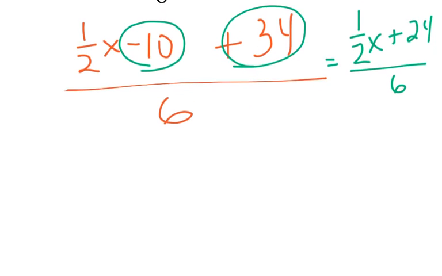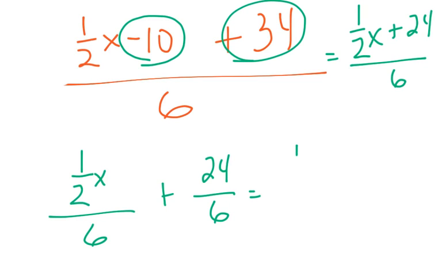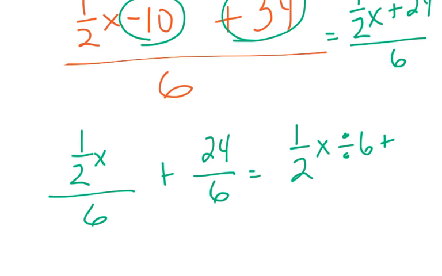Okay, this would be a good idea now to separate these two. So 1/2 x divided by 6, we'll deal with that in just a second, plus 24 divided by 6. So that's 1/2 x, and then divided by 6. Okay, that's the first piece. And then we're going to add 24 divided by 6 is 4.